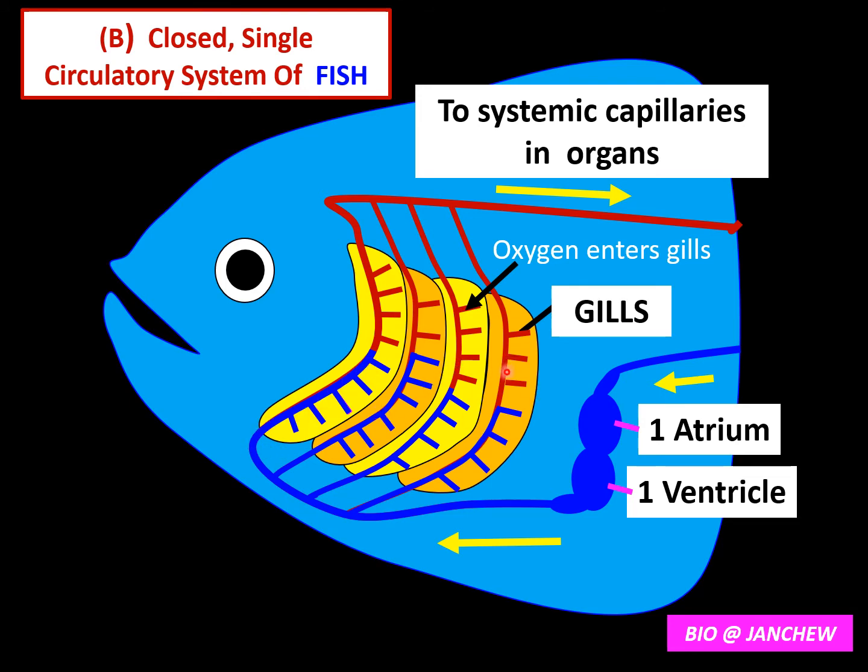Okay, so that the oxygen can diffuse into the blood. After that, the blood that is oxygenated flows to the body cells or to the systemic capillaries and the organs of the body. And after that, deoxygenated blood flows back to the heart. So the organs are not shown here. The systemic capillaries are not shown here.